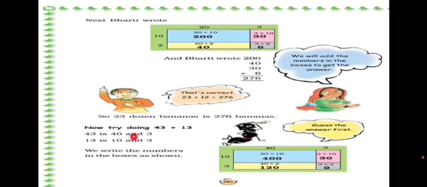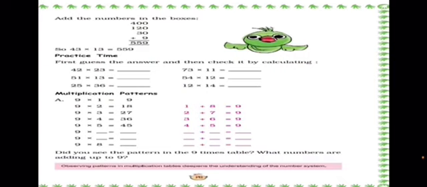Now try doing this 43 multiplied by 13. So 43 is 40 and 3 and 13 is 10 and 3. So now let's divide this. 40 multiplied by 10 is 400 and 3 tens are 30. And over here 40 multiplied by 3 is 120 and 3 3s are 9. So now we need to add 400, 30, 120 and 9. So we get the answer 559.